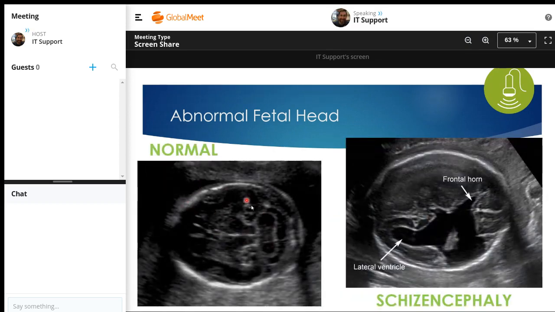Our nice normal brain here. And then schizencephaly. So this is the lateral ventricle, I shouldn't say normal. The frontal horn, and then you can see it's like a big chunk taken out of the brain right here. So this never developed. This area looks like it's communicating with the ventricles, causing that fluid. So this is an area of schizencephaly.